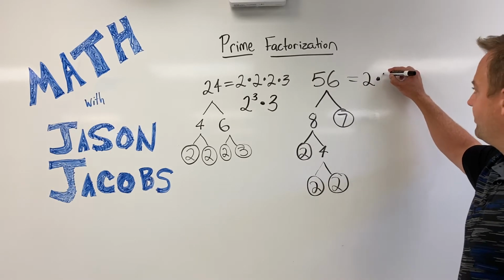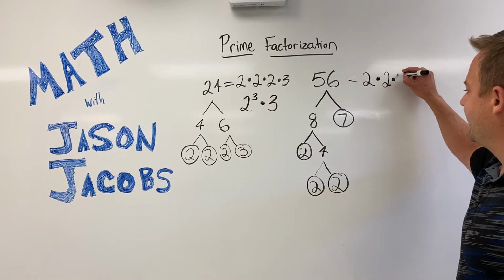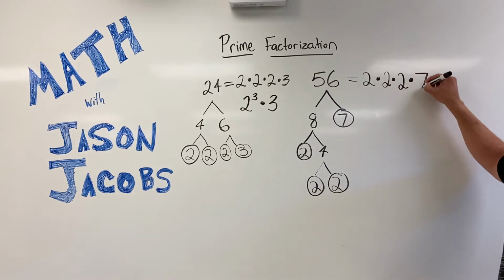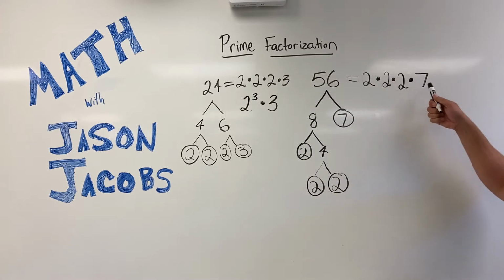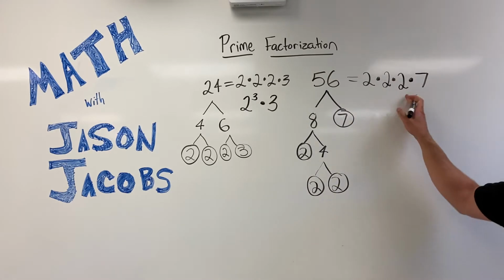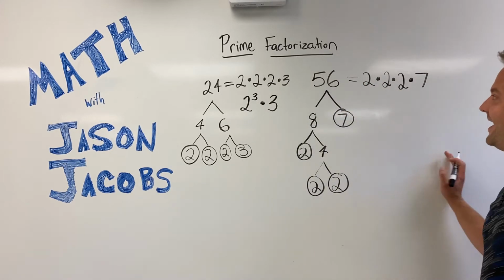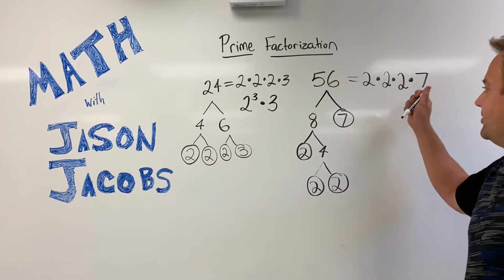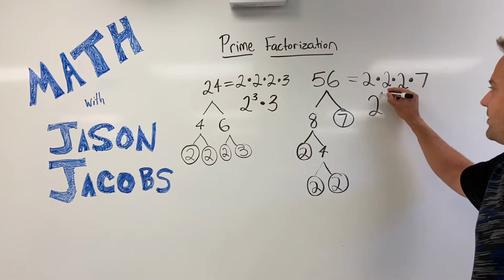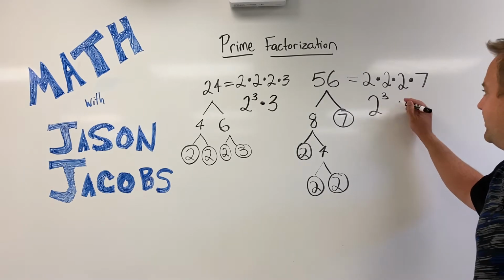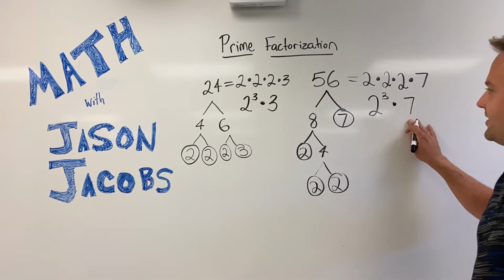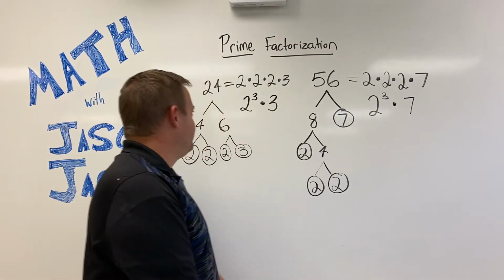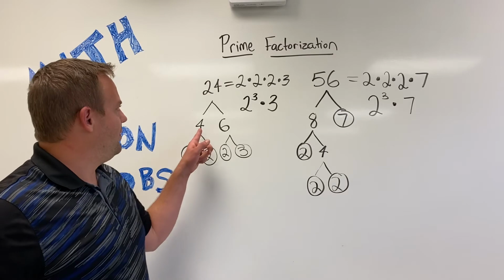Now, because of the commutative property, you can write them in any order you'd like. I like to go least to greatest with my factors. So 2 times 2 times 2 times 7 is 56, and that's the prime factorization of 56. You could also write it like this, guys. There are 3 2s, so you could write 2 to the 3rd power, using an exponent, times 7. So that's also acceptable.